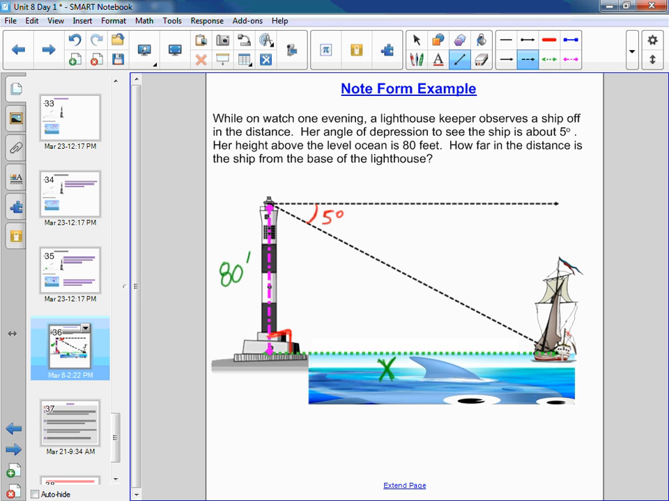Great. So what trig function relates our angle 5 degrees, our height 80 feet, and our unknown side length X? Well, nothing right now, because that 5 degrees is not a reference angle in my right triangle. That's okay. We can use that 5 degrees to get an angle in my triangle, right? We could fill in a couple different triangle angle measures.